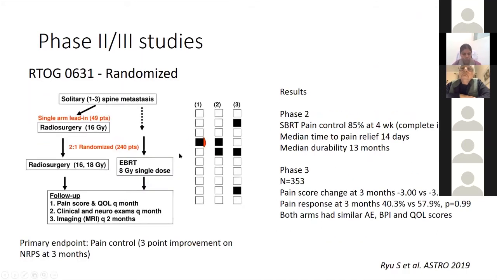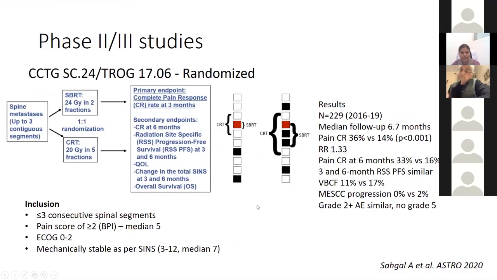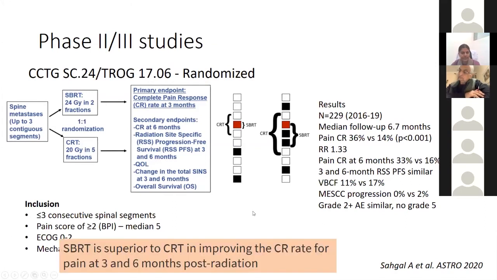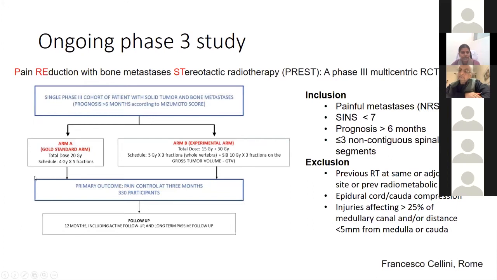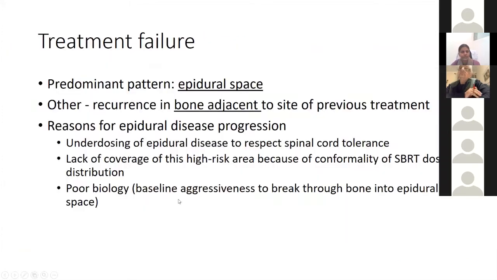A couple of phase 2 and 3 studies had data available last year and this year. The RTOG study was unable to find a benefit in favor of SBRT compared to a single fraction of 8 gray last year. But this year, there is data from Arjun Sahgal's group again. They've compared 20 gray in 5 with 24 gray in 2, and they were able to achieve better pain CRs in their study. This is an ongoing study, again comparing 20 in 5 with a fractionated SBRT course. These are the ongoing trials.